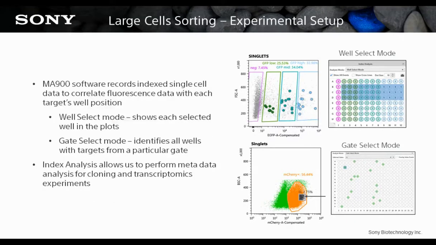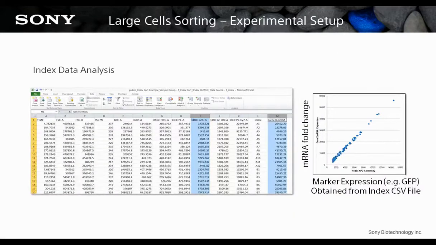As the previous slides showed, the MA900 software records indexed single-cell data to correlate fluorescence data with each target's well position. In this slide on the right are a few examples of our data analysis tools. One is called Well Select Mode, which shows each selected well in the plots. Another mode is Gate Select Mode, which identifies all wells with targets from a particular gate. These software features allow us to perform a metadata analysis for downstream cloning and sequencing experiments.